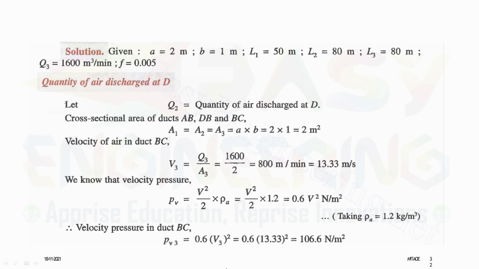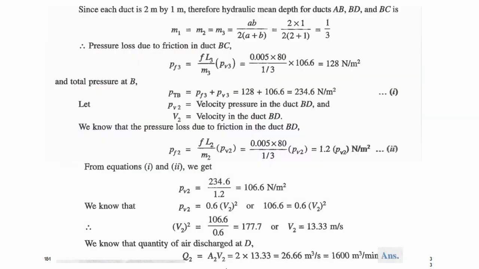Now the velocity pressure in duct BC, PV3, is equal to 0.6 V3 square. Now we have the value of V3, so we put it here and we get the value of PV3 as 106.6 Newton per meter square. So we now have the velocity pressure in the duct BC. Now we have to calculate for the other.